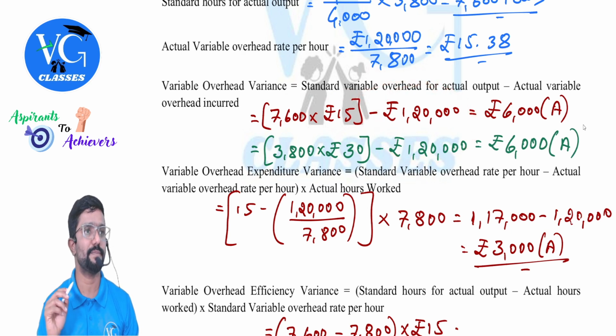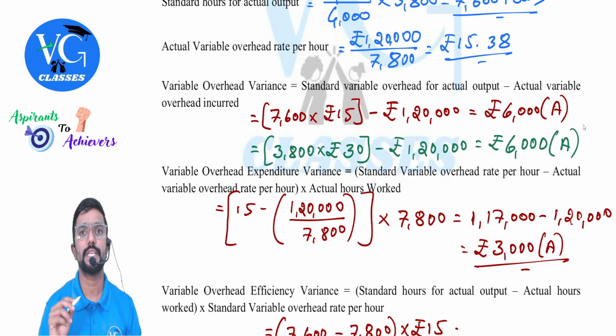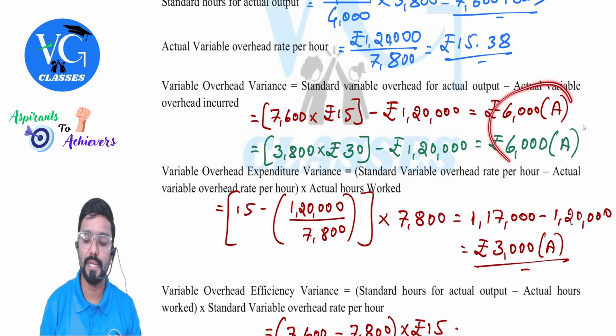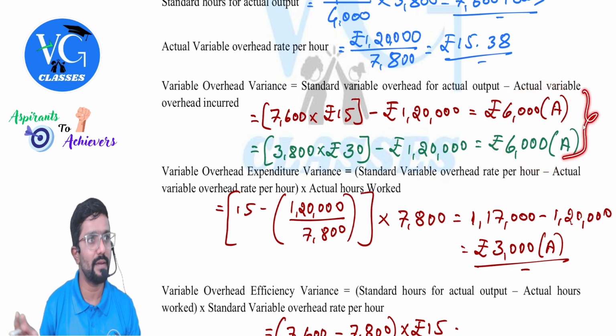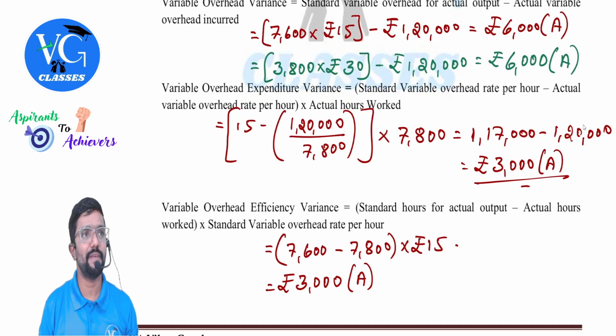Minus actual overhead. You will get the same answer. This is just an alternate calculation. I have not done two different calculations. Next, expenditure variance.